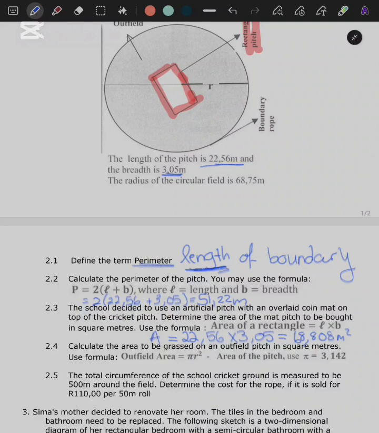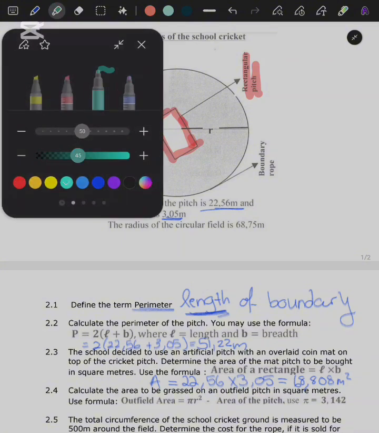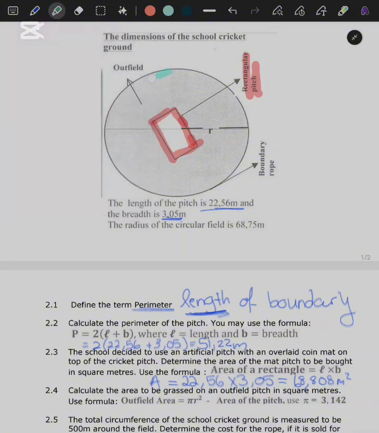Right, question 2.4 asks us to calculate the area to be grassed on the outfield pitch in square meters. So now this is talking about the outfield in square meters. So the section that's going to be grassed is basically the shaded section, right? If I can get this in a different color here. So it's basically this whole shaded section over here is going to be the area that's going to be grassed. So what we're going to need to do is we're going to need to work out what is the area of the whole circle going around as if it was a solid circle.